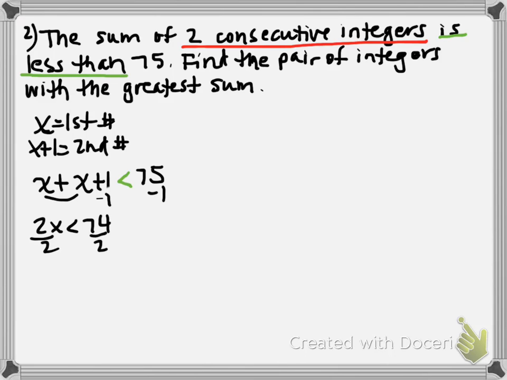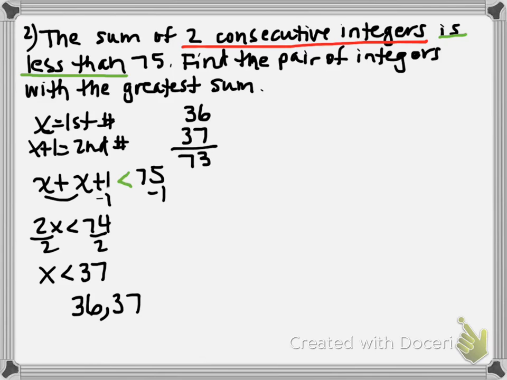Divide both sides by 2. And 2 goes into 7 3 times, which is 6 with 1 left over, and into 14 7 times. So what I'm looking for is an integer that's less than 37 to represent my x. So that means the biggest number I can choose is 36. And then its partner would be 37. If I add them together, I get 73. That meets the criteria that the sum is less than 75.